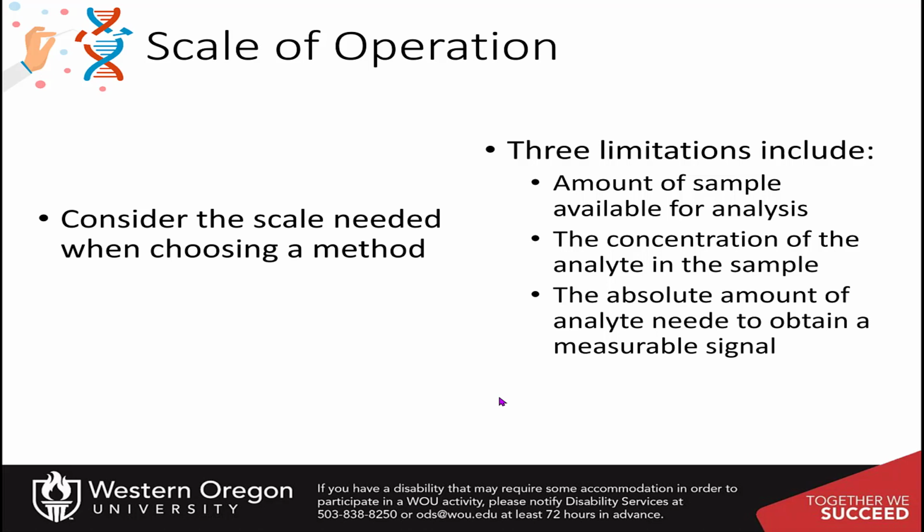So the next consideration that we need to have is the scale of the operation. So when you're considering the scale when choosing your method, there are 3 limitations. So this includes the amount of sample that you have available for analysis. Then you need to think about the concentration of your analyte, what you really want to find within your sample, and then the absolute amount of analyte that's needed to obtain a measurable signal.